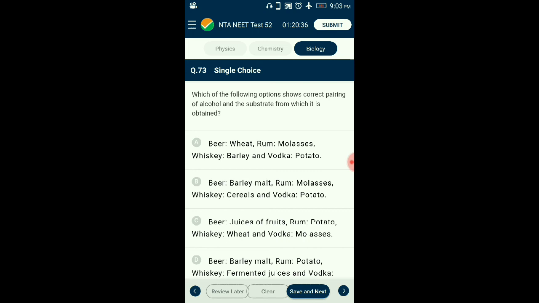The type of alcoholic drink depends on the type of substrate used for fermentation. Substrates used in the production of wine, beer, whiskey, brandy, and rum are barley, molasses, cereals, and potato. So the answer for this question is option B. Beer, barley malt; rum, molasses; whiskey, cereals; and vodka, potato.